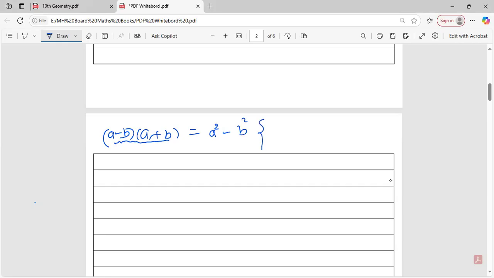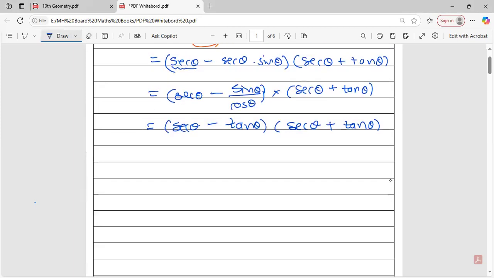I told you when I taught you this identity, I told you in place of a and b as numbers, there can be polynomials, there can be trigonometric functions, trigonometric ratios, right? So think of that sec theta as a and tan theta as b. Then it will be sec theta plus tan theta and sec theta minus tan theta, using a plus b and a minus b.